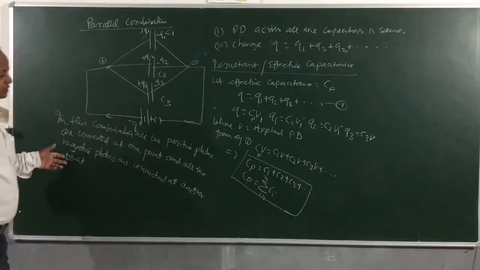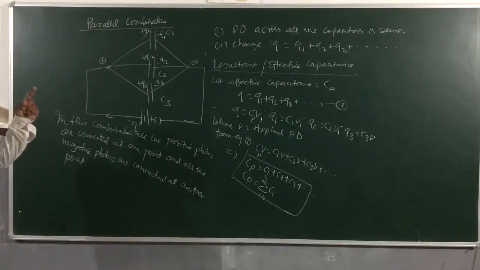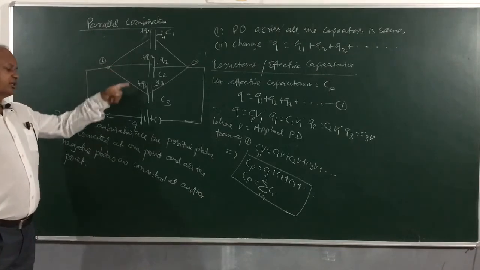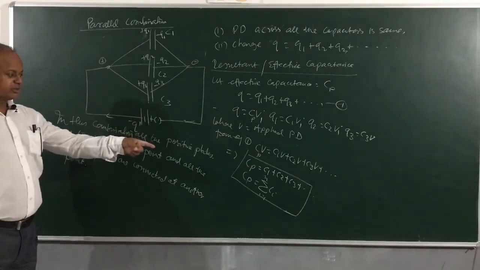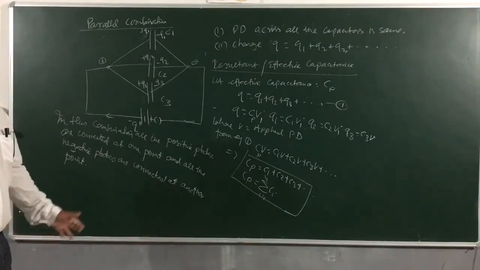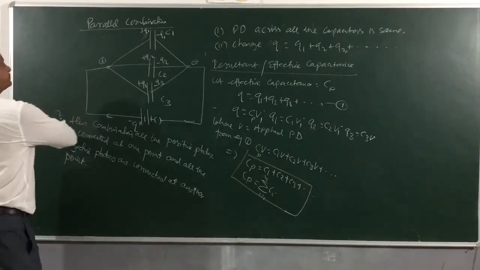So remember these two cases here. First one is PD across all the capacitors will be the same, and the second thing is that the sum of charge on individual capacitors will be equal to the net charge supplied by the battery, and the effective capacitance Cp is equal to C1 plus C2 plus C3, and so on and so forth.